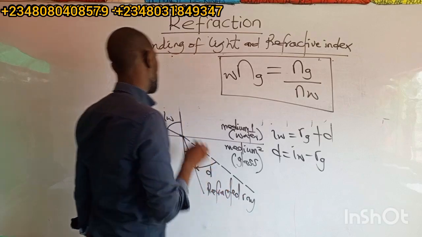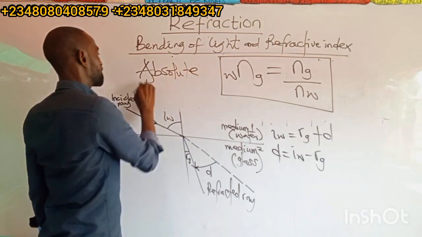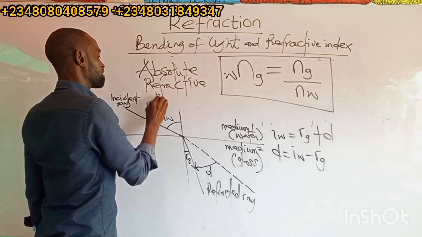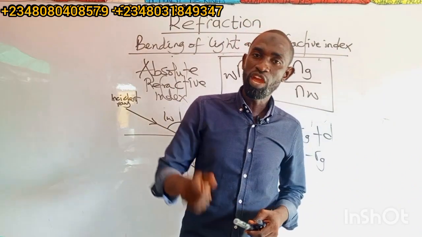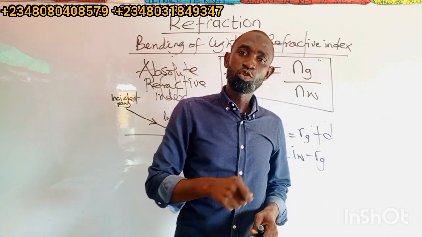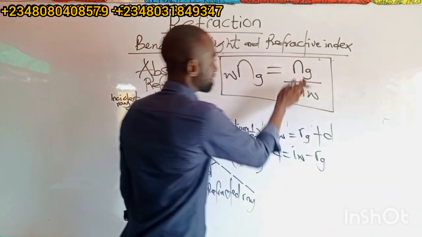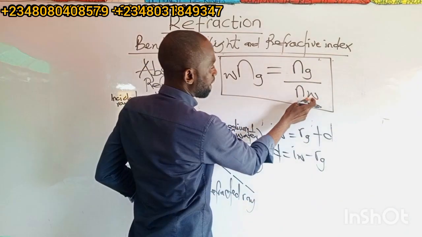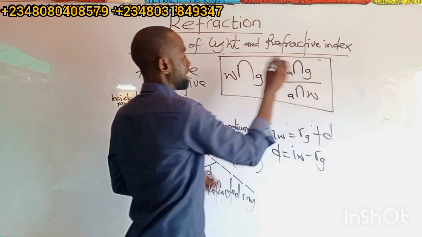What is now absolute refractive index? Whenever we compare the refractive index of a medium or a material with that of air, we call that the absolute refractive index. So the refractive index of glass with respect to air is the absolute refractive index. The refractive index of water with respect to air is absolute. So I can put air here. I can put air here. Are you with me?